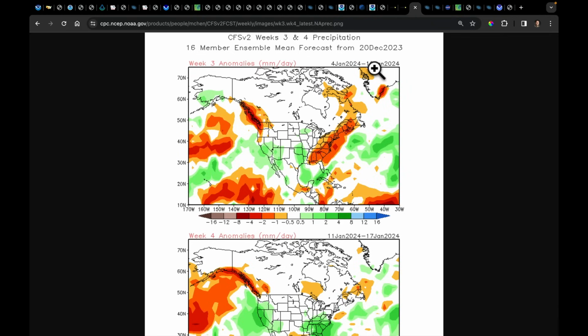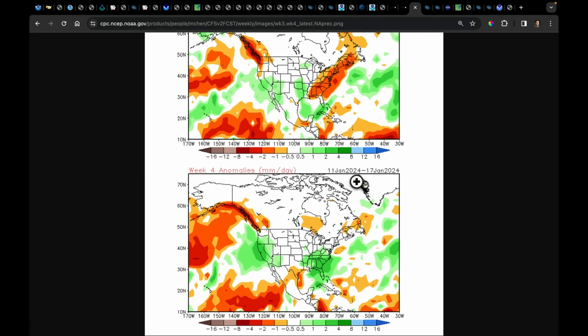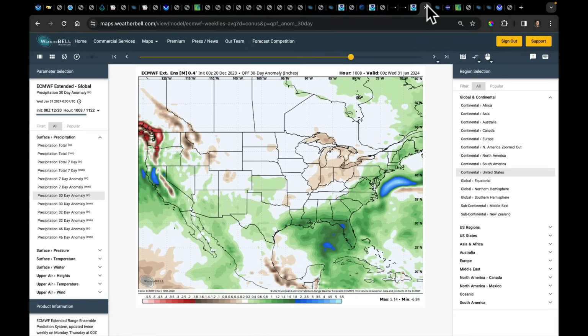This is Jan 4 to Jan 10 from the CFSv2, precipitation anomalies. And then this was Jan 11 through Jan 17. And you start to see the breakaway here about mid-month to something a bit more active. The next one I'm going to show you is from the European extended model forecast. And it keeps mostly the southern tier of the United States active for January, a little bit drier in parts of the Ohio Valley.